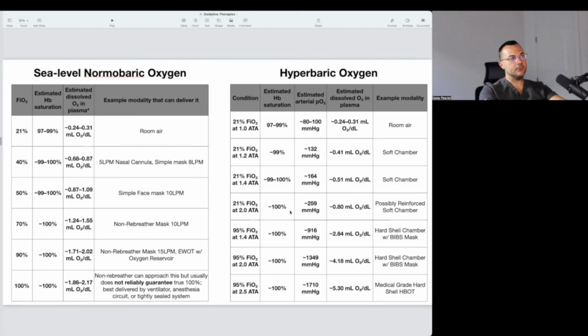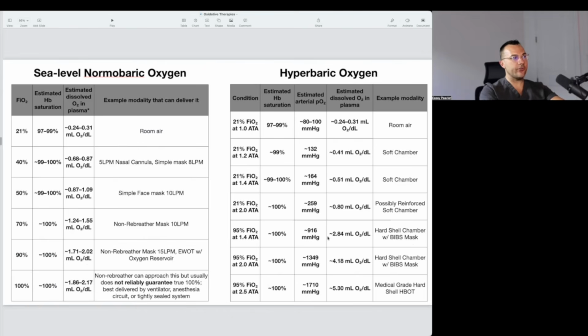Now, if you start moving into a hyperbaric chamber that is a hard shell chamber and it has this BIBS mask where it can deliver 95% oxygen, then you start adding pressure, you get a return on your investment. So for example, you see here's 95% oxygen at 1.4 ATA. So because the oxygen is the same or similar to 90 or 100% oxygen, but we're taking that same percent oxygen and we're adding pressure to it, that's your bang for the buck, right? So here's the max you'd get, like 2 to 2.17 mLs of oxygen per deciliter, right? At 90 or 100% oxygen under normal pressure, right?